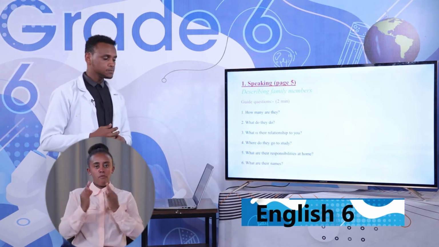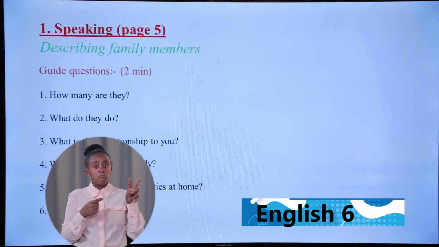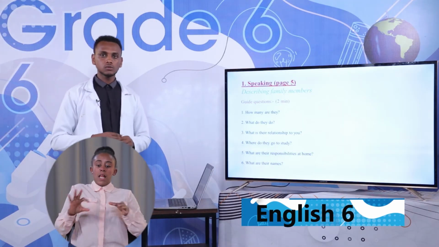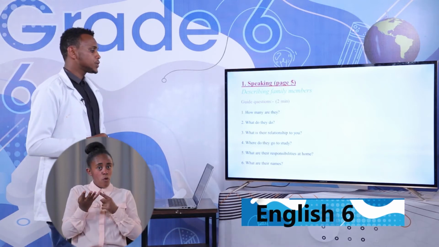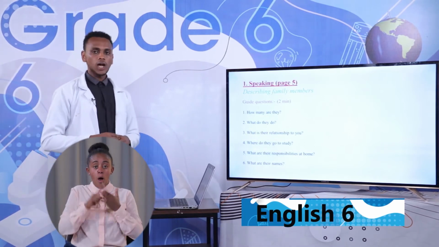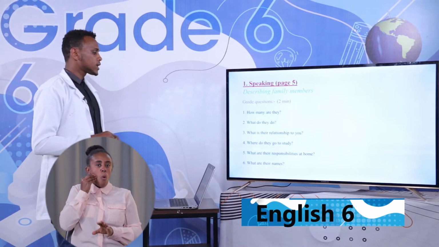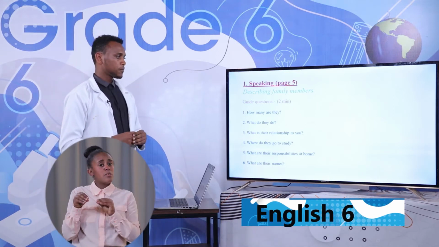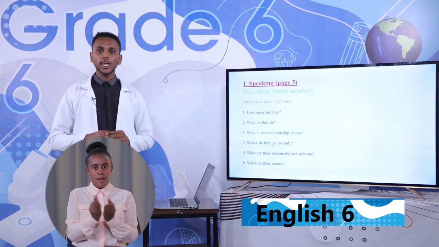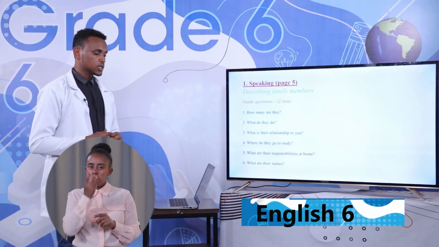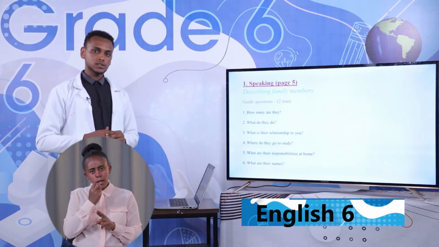The questions are: number 1, how many are they? Number 2, what do they do? Number 3, what is their relationship to you? Number 4, where do they go to study? Number 5, what are their responsibilities at home? And last, what are their names? Students, write about your family depending on those questions, and share your answer with your parents. Dear parents, please accept their answer.